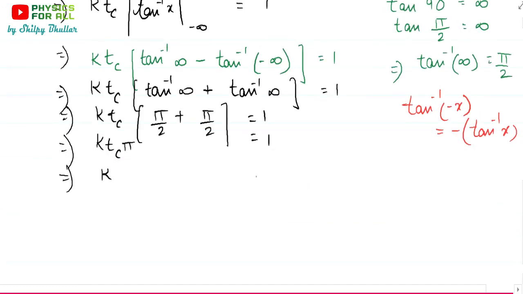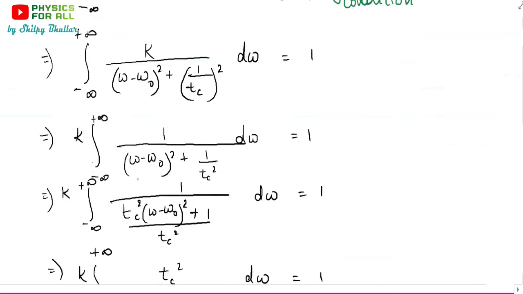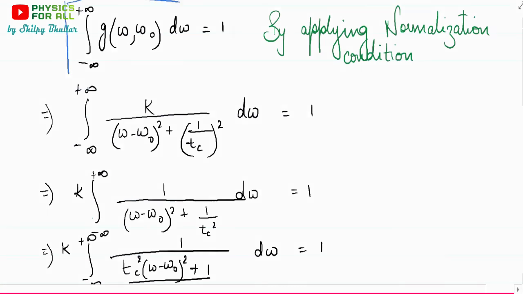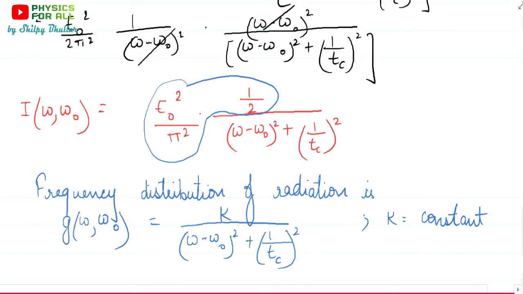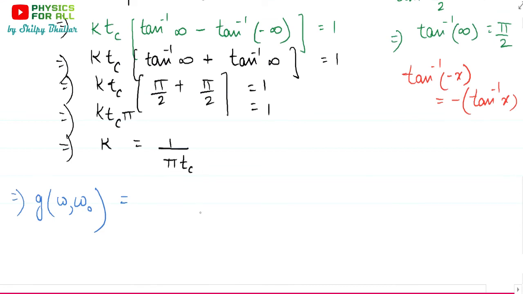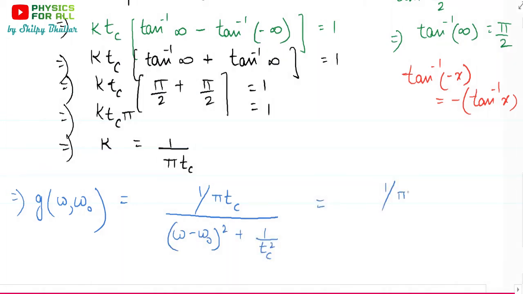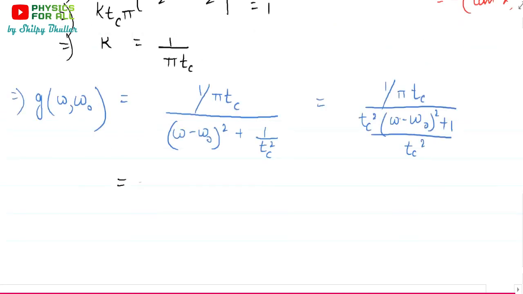What is k? k comes out to be 1 upon pi tc. We took it as constant, but now this constant has a value. So this implies that our G of omega omega naught, because what we were doing, we were normalizing this G. So now this G has a value, which is where we left k upon this thing. Okay, so again here now I'm going to mention the value of k. So k is 1 by pi tc, and here again the same quantities. If we take the LCM, we get tc square omega minus omega naught whole square plus 1. So this is 1 upon pi tc.